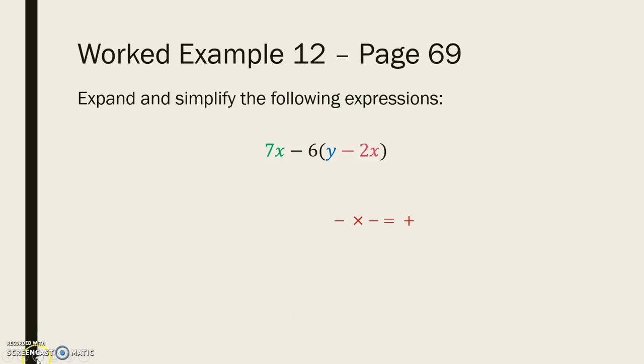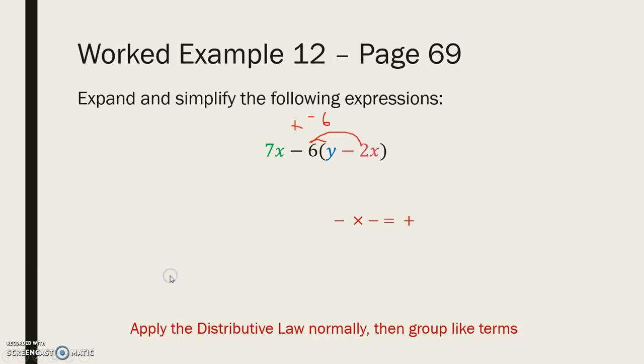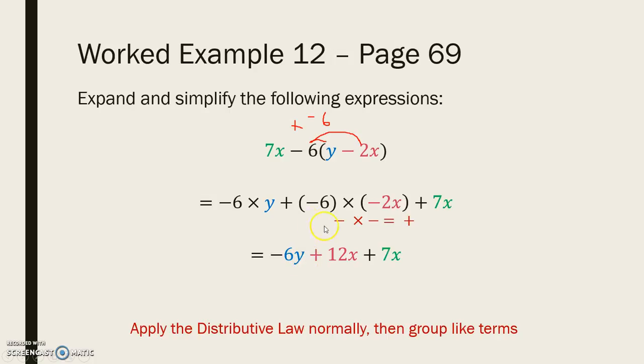Next expression. Now in this case, we actually have the bracket at the end. Like so. So one way to look at this 6 here is plus negative 6. And that's a good way to think about it. Particularly when you expand the bracket there. So we apply the distributive law. That's 7x I've just thrown on the end. That's plus 7x. So it's plus 7x here. Negative 6 times y plus negative 6 times negative 2x. So negative 6 times y is negative 6y. Negative times a negative is positive, so it's plus 6 times 2 is 12x plus 7x.